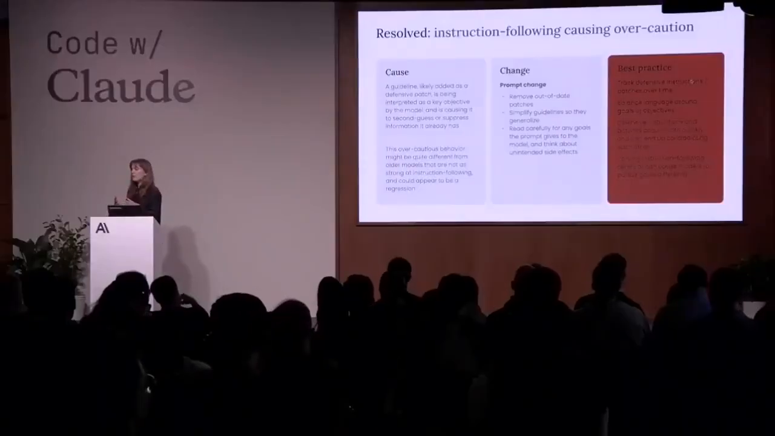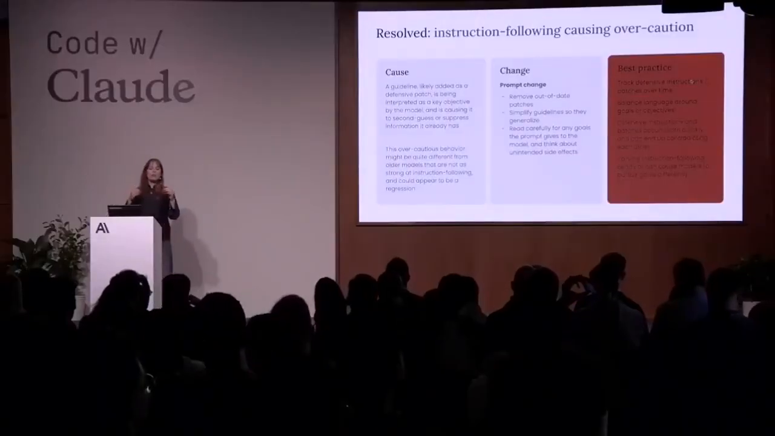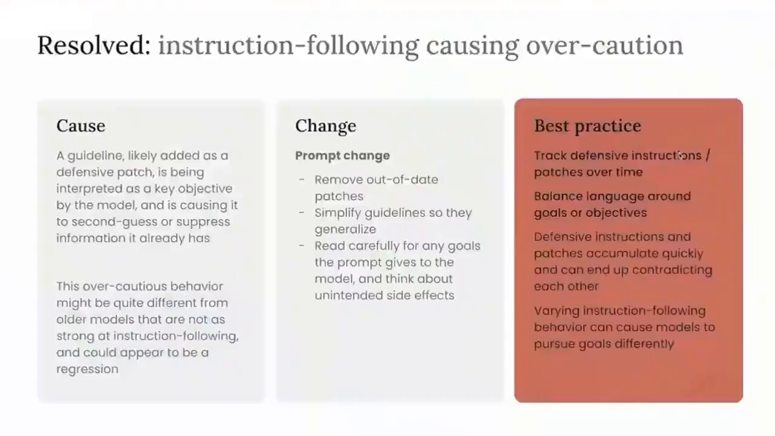So what did we learn from this? Well, we worry a lot about hallucinations or the invention of facts and numbers, but actually the opposite can also happen. The model can withhold information that it actually has access to.